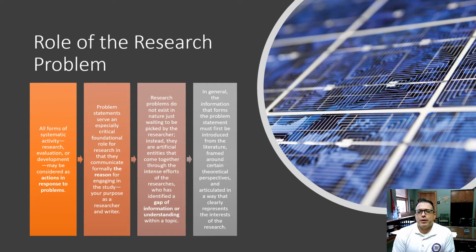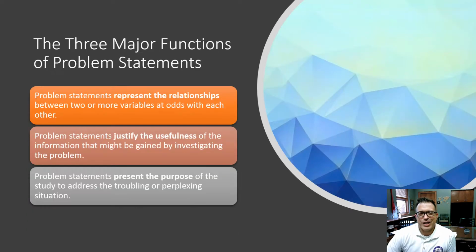So in general, the information that forms the problem statement must first be introduced from the literature, right? In other words, from your research, framed around certain theoretical perspectives, whatever viewpoint you value as a researcher, and articulated in a way that clearly represents the interests of the research, right? So, say it in a way that we can get at what you're trying to get us to get, right? Okay, here we go.